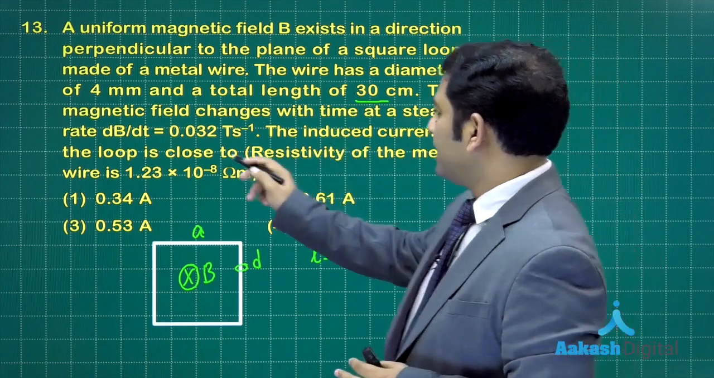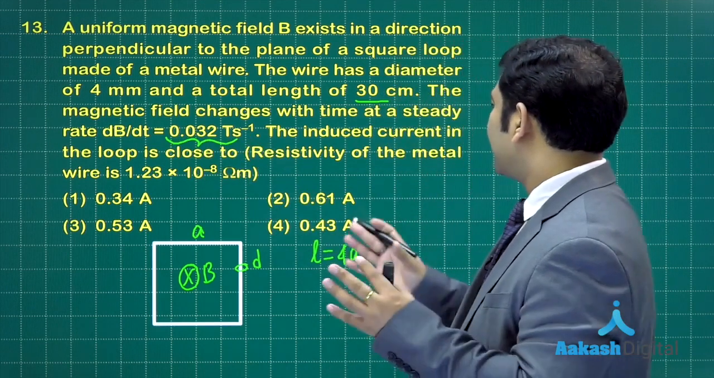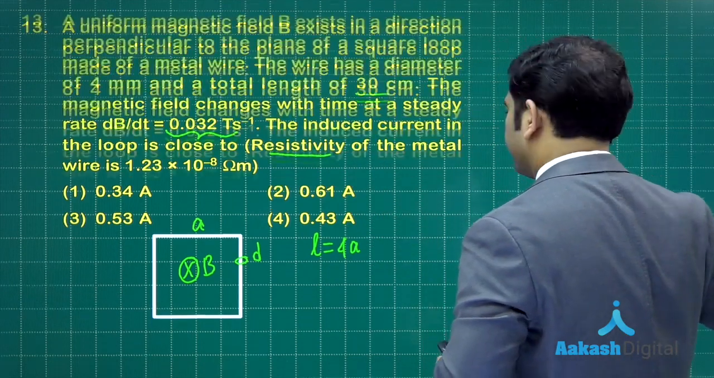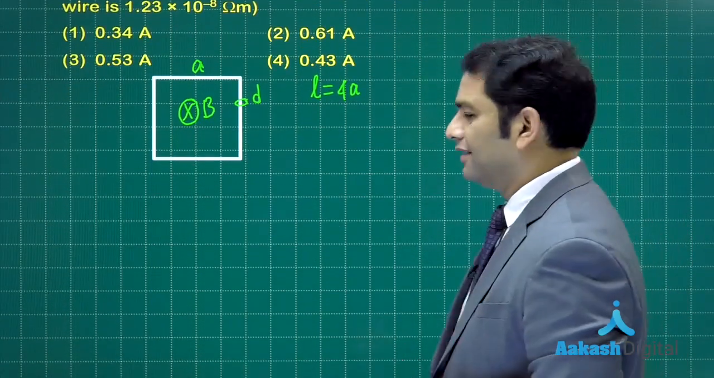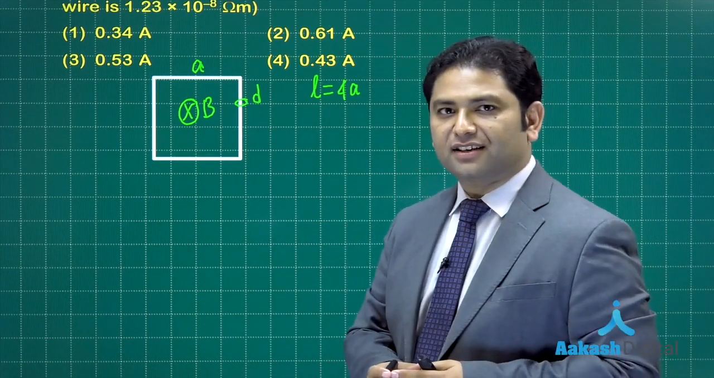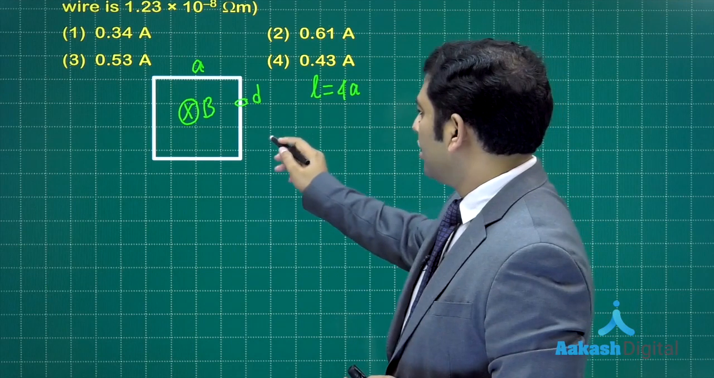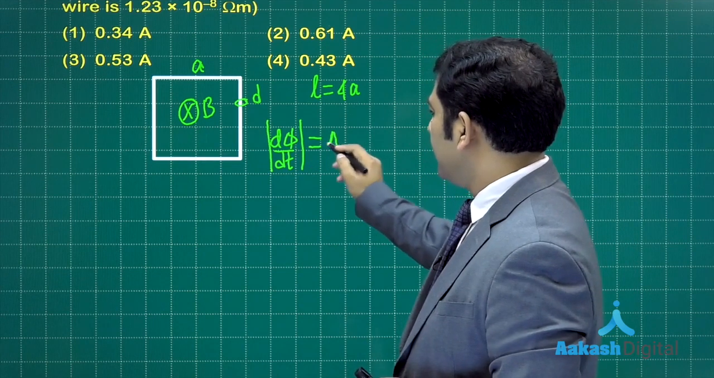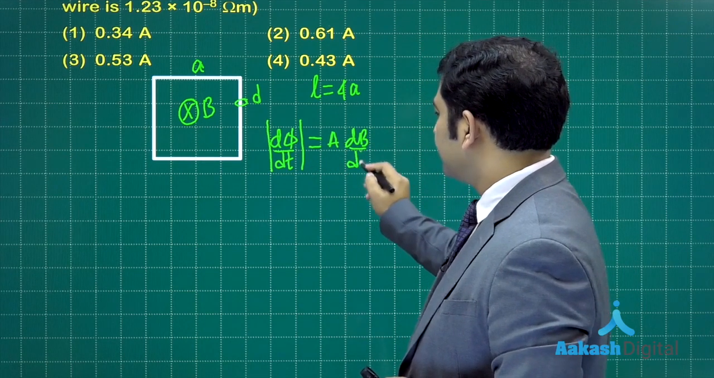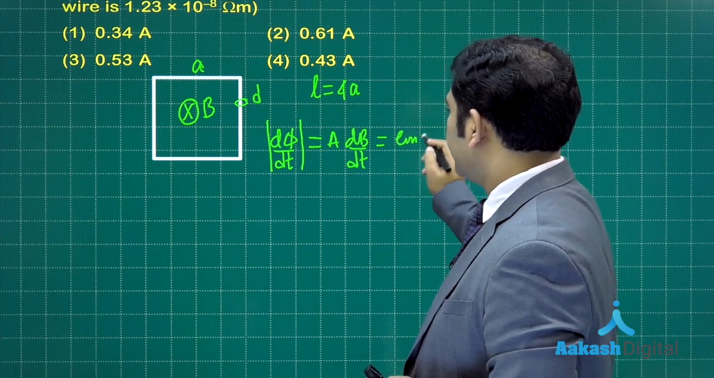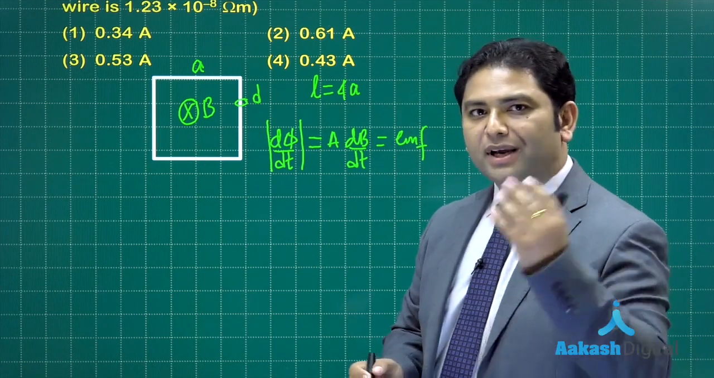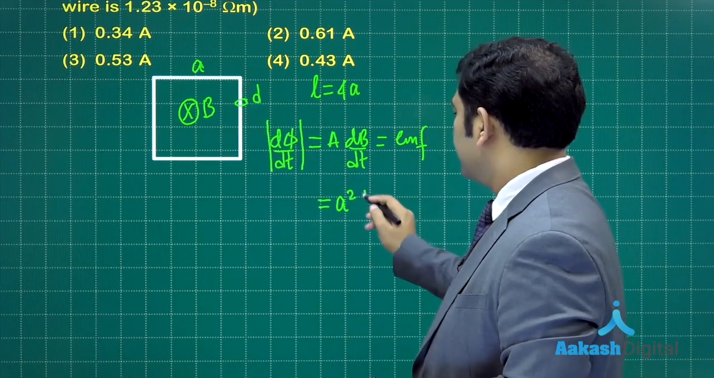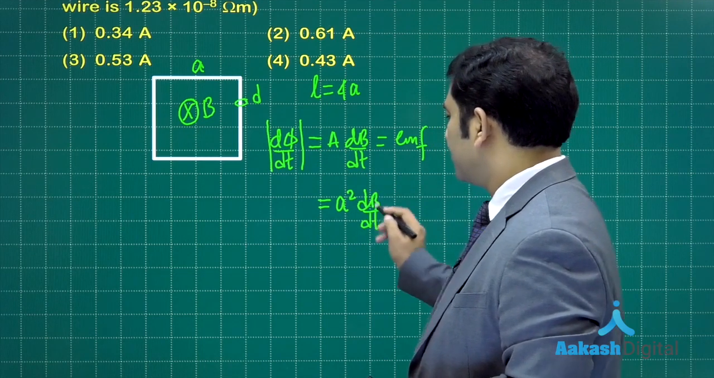The magnetic field changes at this particular rate. We need to calculate the induced current in the loop, and even the resistivity has been given. It's a very straightforward one. Let us break down into two components. First of all, let's see what would be the magnitude of dΦ/dt. That's going to be A into dB/dt, and that itself is the EMF, right? That's how it goes. How can I calculate the area? That's of course equals A squared, where A is a known quantity, and even dB/dt is known.